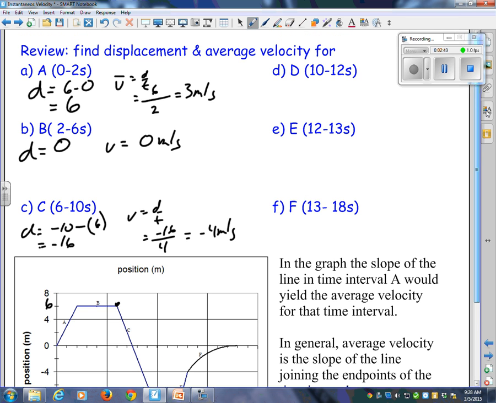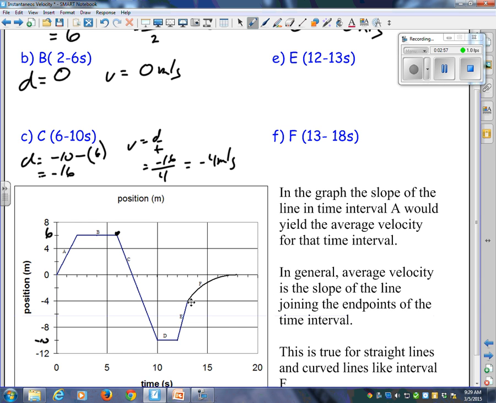D, again, 0 and 0. Equals 0. E is really steep. The final is here at minus 4. The initial was at minus 10, so it's subtract minus 10. Minus 4 minus minus 10 is plus 6. Displacement is plus 6. Velocity is 6 over 1. Hopefully you didn't need a calculator for that.